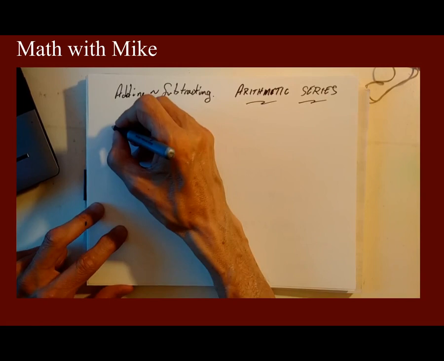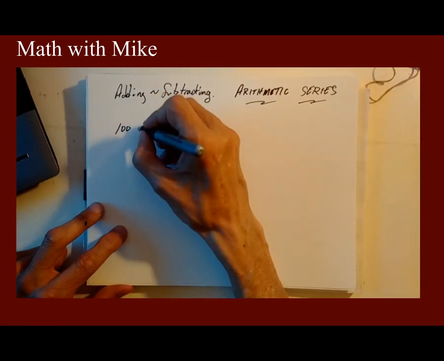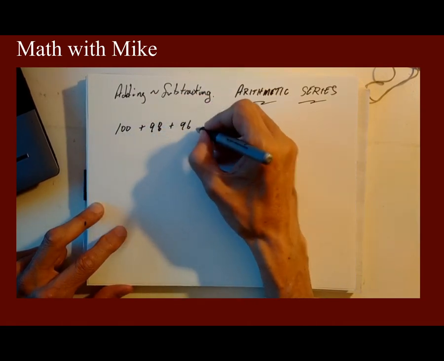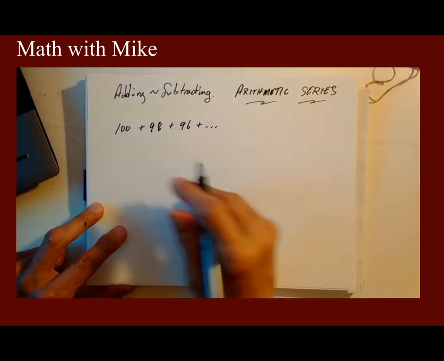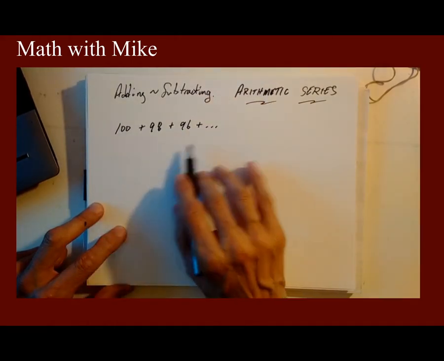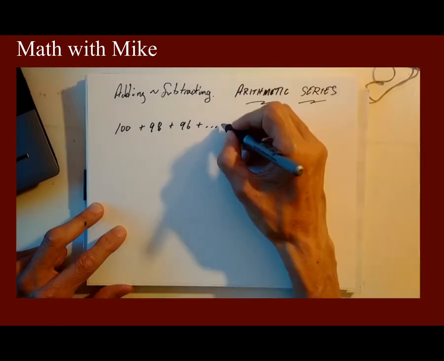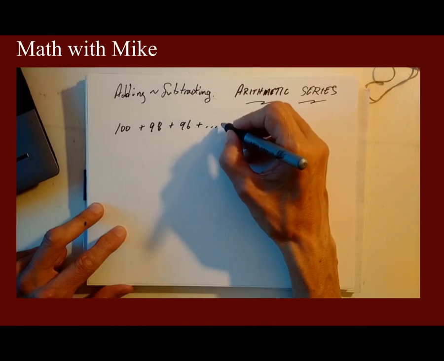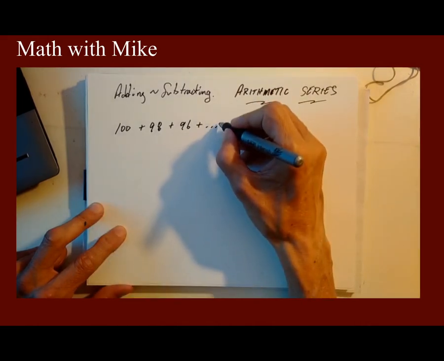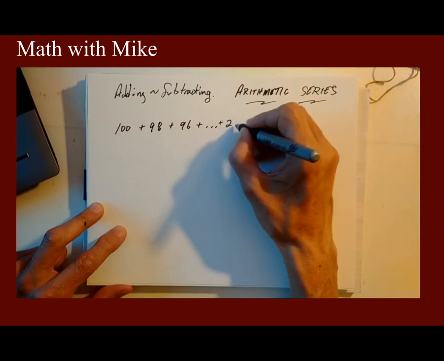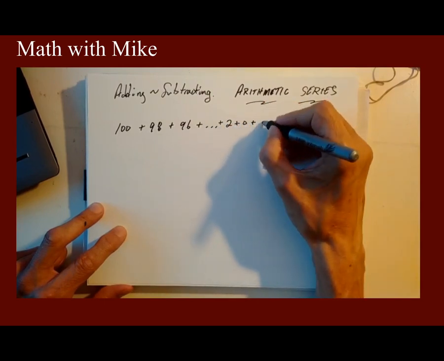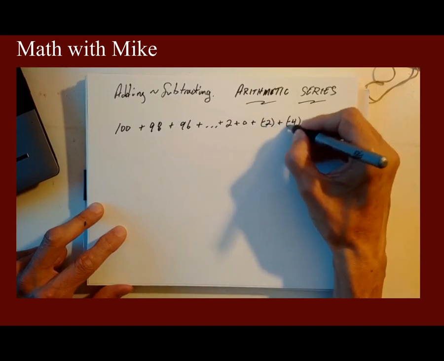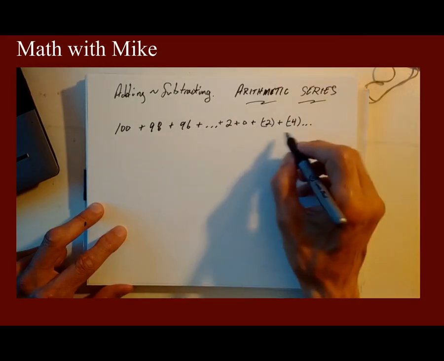So, let's just do something like this: 100, plus 98, plus 96. Now, you might think it's going to stop at 0, but keep in mind, we can go past 0 and keep going. This is dropping down by 2, so we know the common difference is minus 2. So this will get down to 2, then 0, then it'll be plus negative 2, and plus negative 4. A little awkward when it's written like this, but it can keep going.